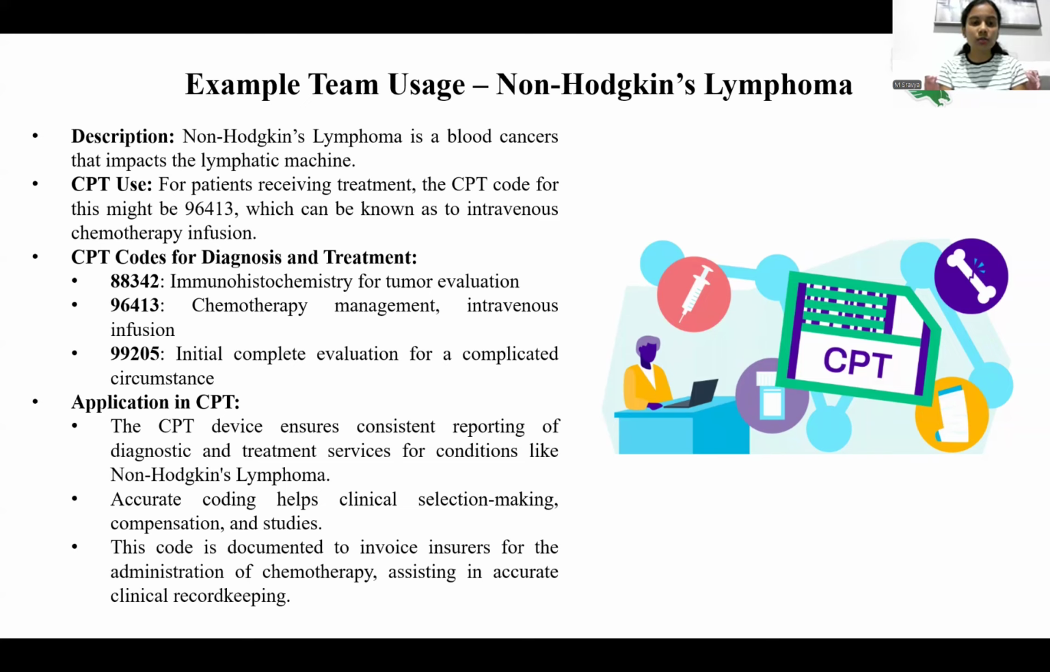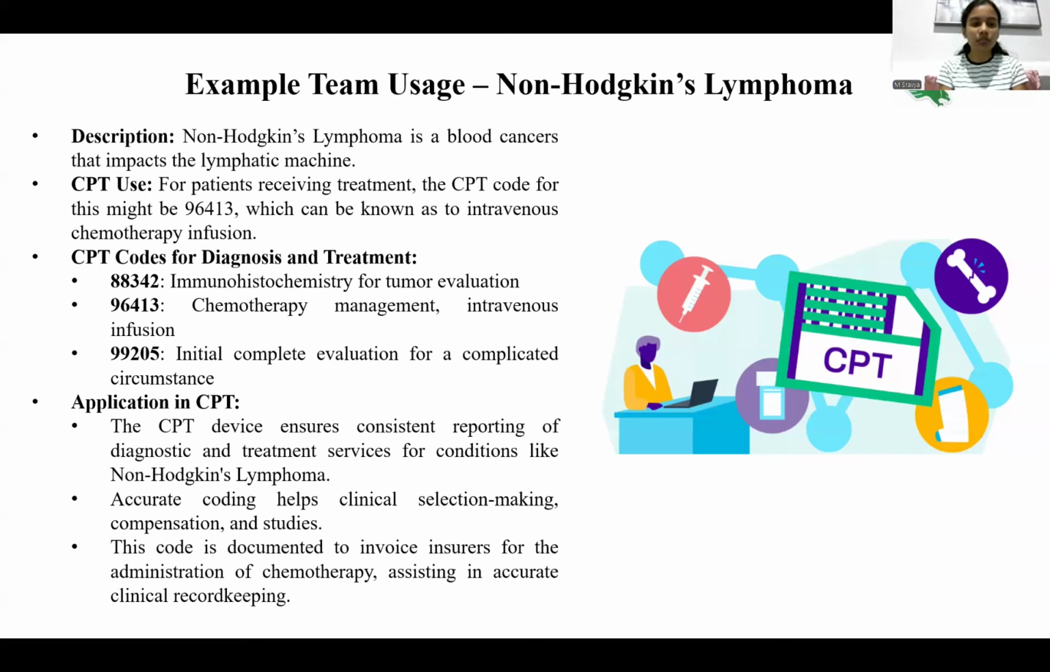The CPT codes for this diagnosis and the treatment include 88342, also known as immunohistochemistry for tumor evaluation; 96413 for chemotherapy management and intravenous infusion; and 99205, which is used for initial complete evaluation for complicated circumstances.